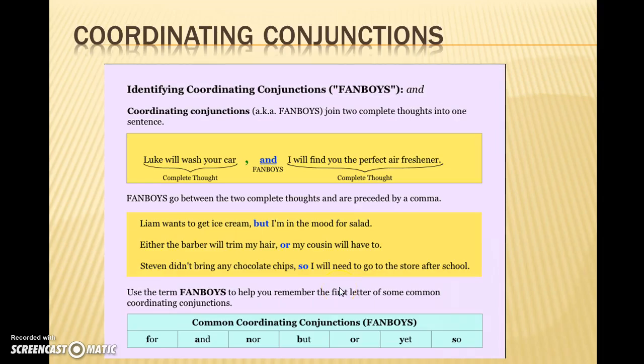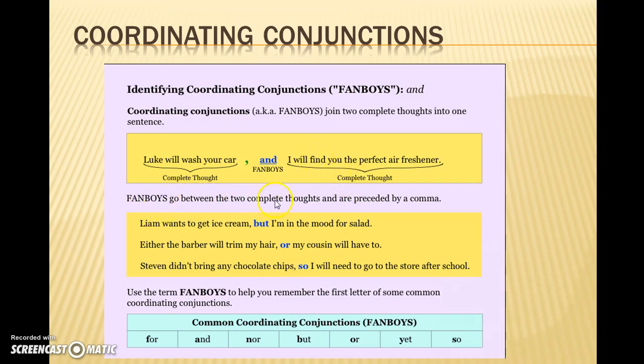Now, coordinating conjunctions, as we said, are the fanboys. They join 2 complete thoughts into one sentence, or they can put 2 words or clauses or phrases together. So, Luke will wash your car. That's a complete thought. We also call that an independent clause. And I will find you the perfect air freshener. Another complete thought, independent clause.